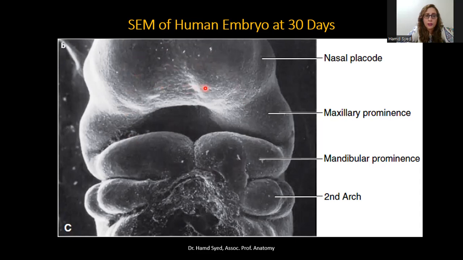The one cranial to the stomodeum is the frontonasal prominence, on which the nasal placodes will appear. And on lateral sides are the two paired maxillary prominences, and caudally are the two paired mandibular prominences. So face formation is directly associated with the development of the pharyngeal arches.